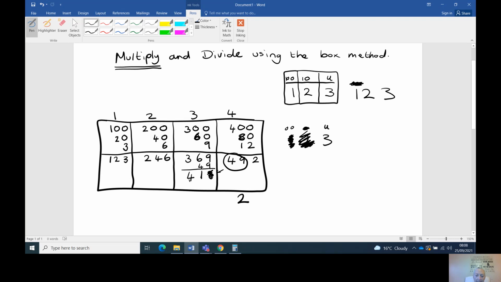Keep the last number. Take the rest over. 41. 6 plus 1 is 7. 4 plus 4 is 8. And 2 and nothing is 2. So adding.